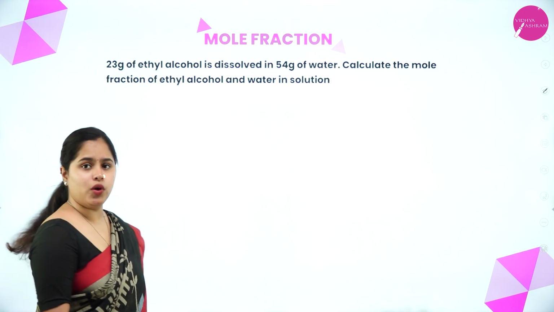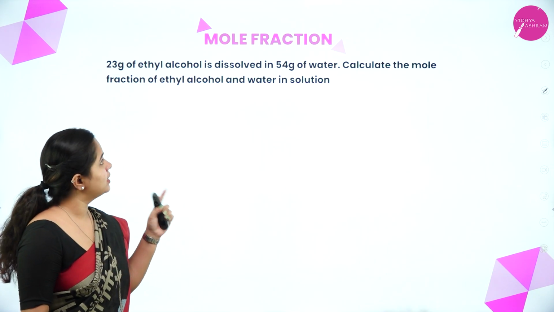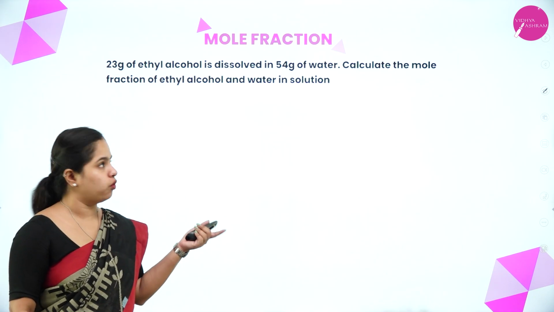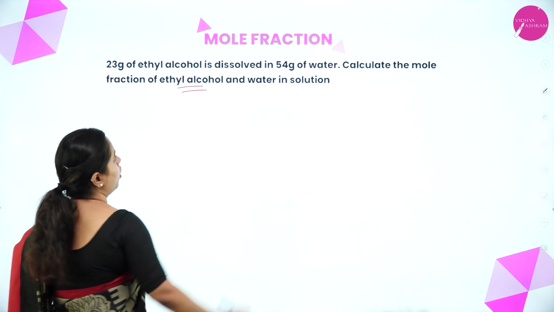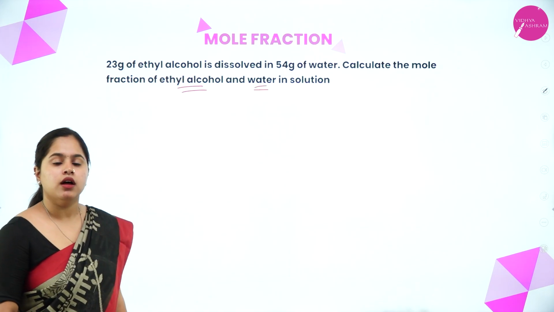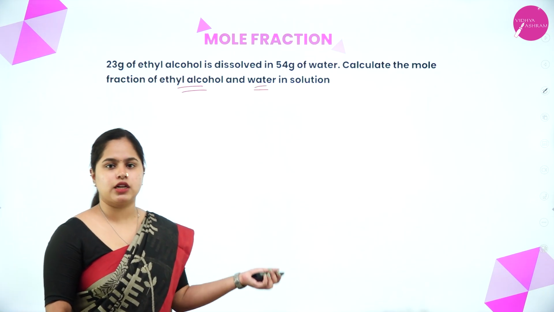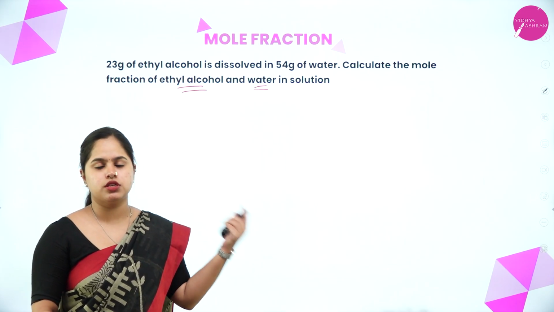Now let's do an example for this. 23 gram of ethyl alcohol is dissolved in 54 gram of water. You have to calculate the mole fraction of ethyl alcohol and water in solution. So you have to find the mole fraction of your ethyl alcohol as well as water. So from where do you begin to do this numerical?